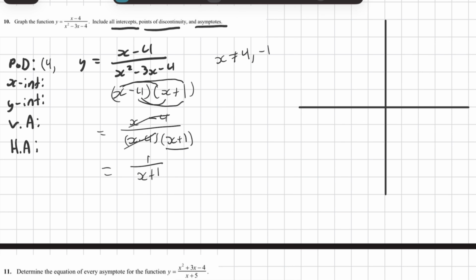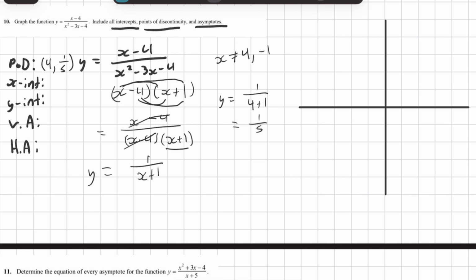And because we can't get rid of this on the bottom, we know that is going to be our vertical asymptote. Let's go ahead and fill everything in. So first of all, let's do our point of discontinuity. When x is 4, what is y? Let's do that. y equals 1 over 4 plus 1, so it equals 1 over 5. So when x is 4, y is 1 over 5.